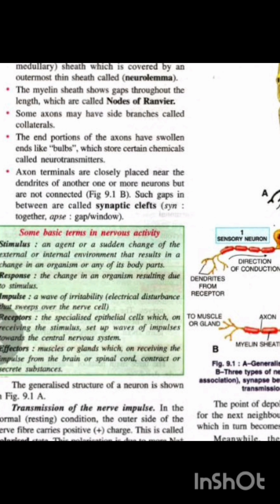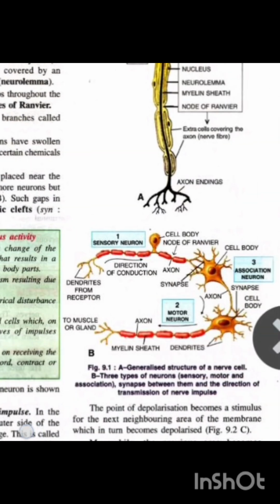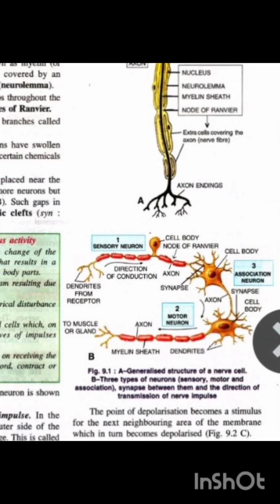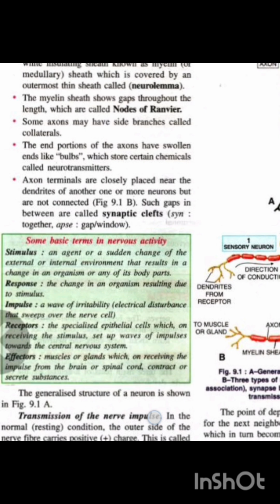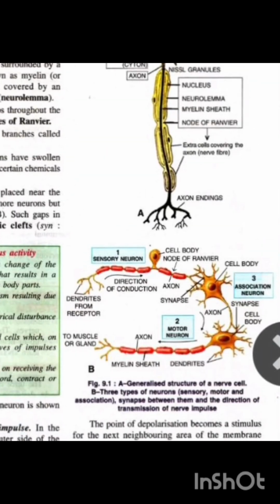And lastly, the axon terminals are closely packed near the dendrites of another one or more neurons but are not connected, and such gaps in between are called synaptic clefts. So these axon endings, as you can see, carry bulb-like swollen portions which carry neurotransmitters, and these along with the dendrites of another neuron form a junction called synapse.